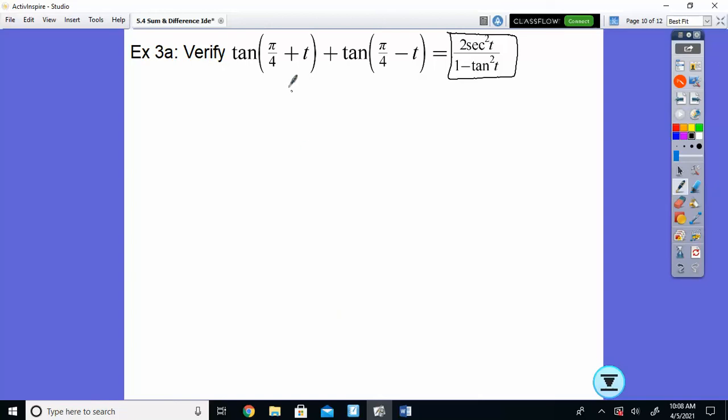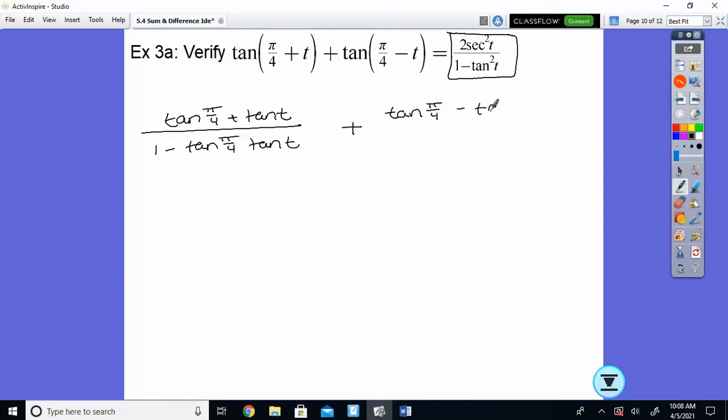So on the left, we're going to use our formulas. So tangent of pi over 4 plus t. So that's the tangent sum formula. So tangent of the first plus tangent of the second over 1 minus tangent of the first tangent of the second. Plus, this is the tangent difference formula. So tangent of the first minus tangent of the second over 1 plus tangent of the first tangent of the second.